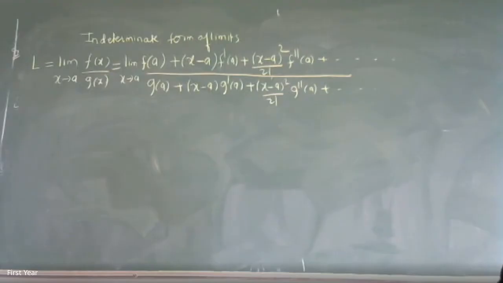Now, when I'm saying that this is indeterminate form, what are f of a and g of a? 0.